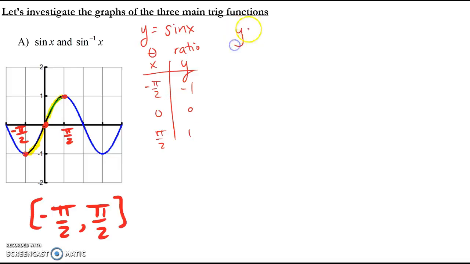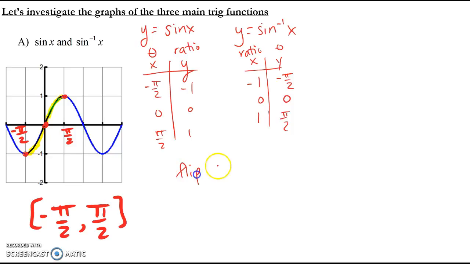So now when we go to do our inverse function, y equals sine inverse of x, we are essentially going to flip-flop those x and y values. So now my input is going to be a ratio, and my output, or my y value, is going to be an angle. And so all of these ordered pairs essentially flip. All right, so right here we are flipping the x and y values to graph the inverse function.